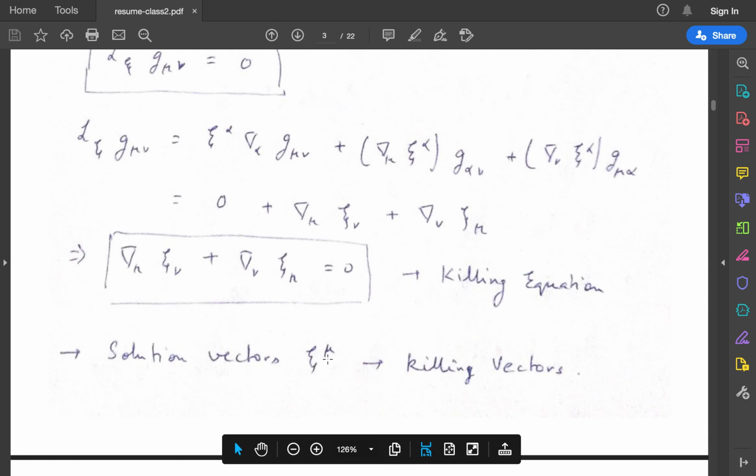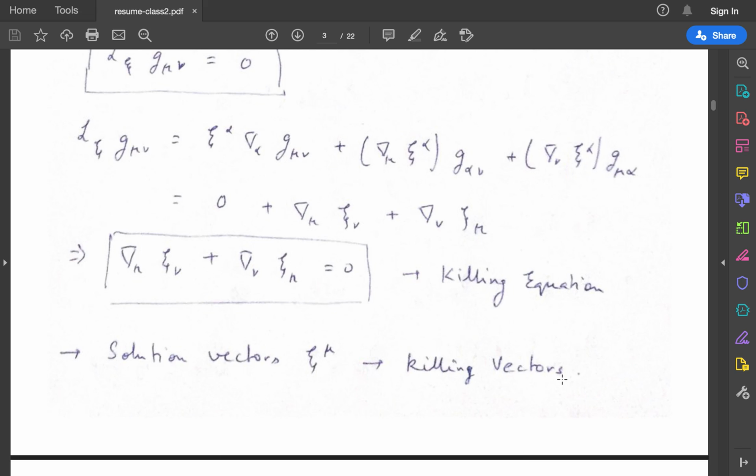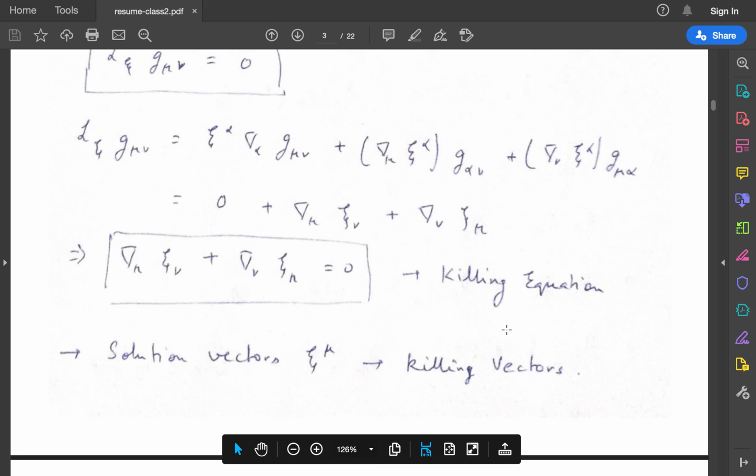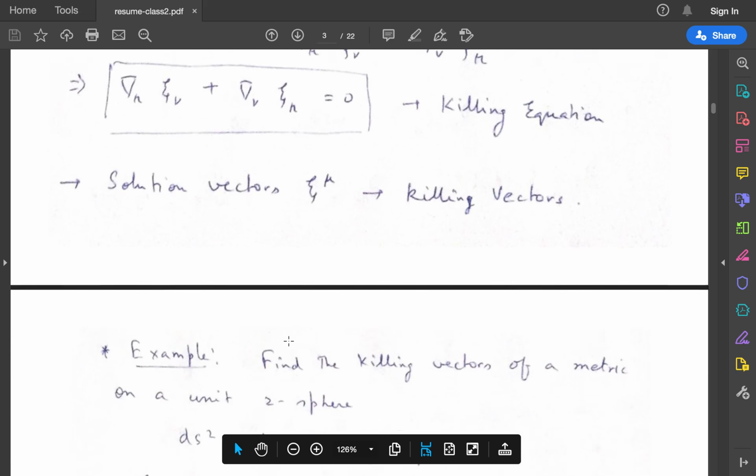This type of vectors are called Killing vectors. So if I move along the Killing vector over a metric, then we will not see any change in the metric. Okay, so Killing vectors are special vectors along which if I move, we will not find any change in the metric coordinates or metrics.